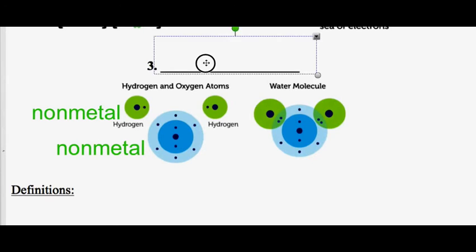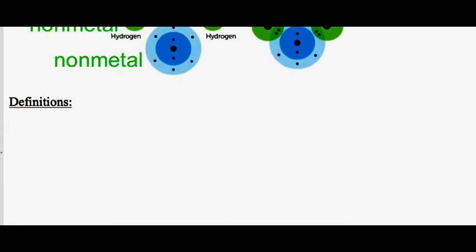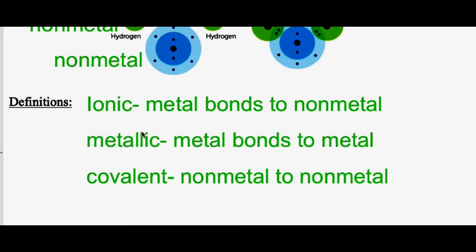These two nonmetals, when they bond together, and this is the one that we looked at a little bit earlier with oxygen and hydrogen forming a water molecule, it's called a covalent bond. This is called a covalent bond. So the definitions that I'd like for you to write, and these are just quick summaries: ionic, metal bonds to a nonmetal; metallic, metal bonds to metal; covalent, nonmetal to a nonmetal. So go ahead and jot those down in your notes.